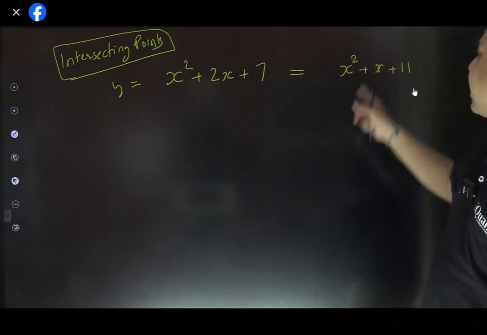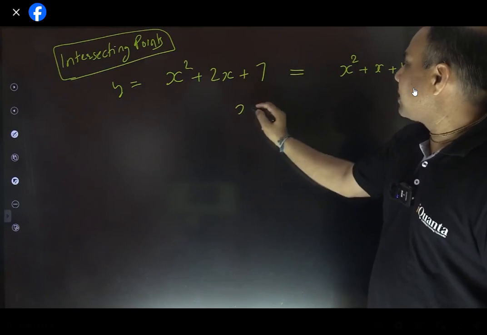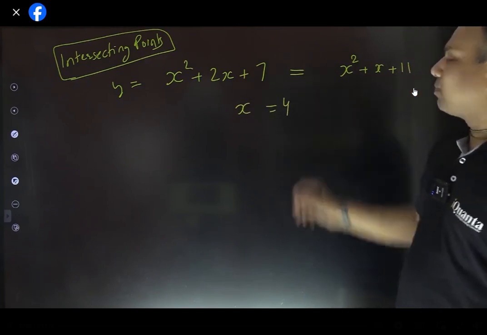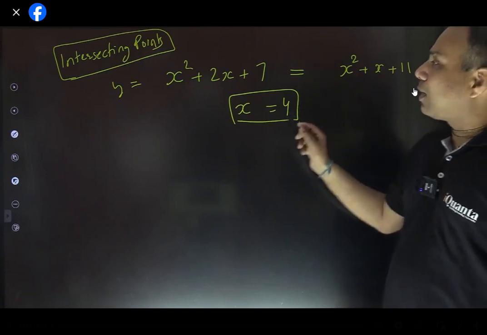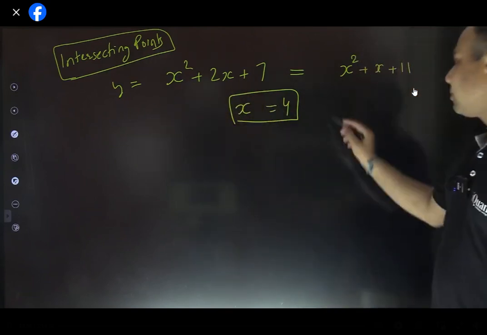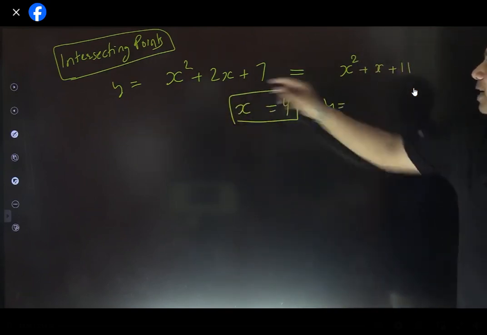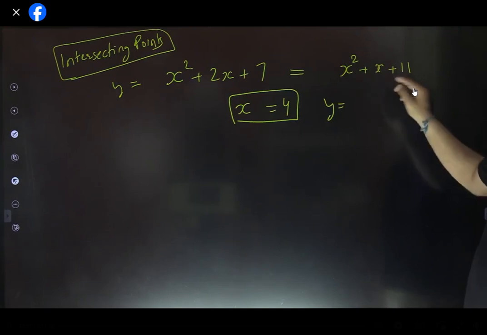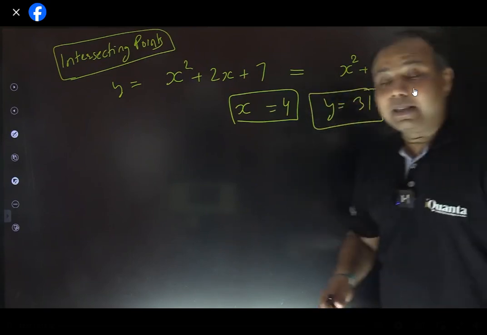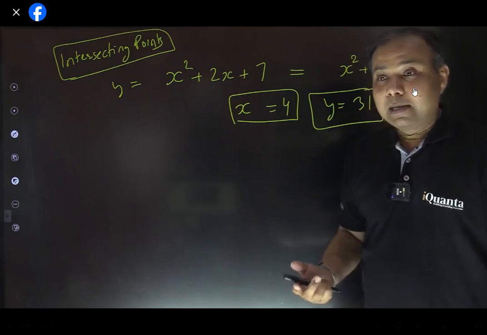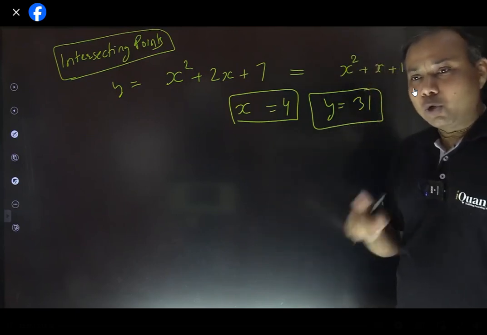If I equate them, what am I going to get? x square will be cancelled, so x equals 11 minus 7, that is 4. Yes, many of you are writing that. So now this is the intersection point. At x equal to 4, what is the value of y? Is it coming out to be 0? Let's check. Put x in any of these two: 4 square is 16, plus 8 is 24, plus 7, 31. So x is 4 and y is 31, that is their intersection point. But is this a root? No. You know what a root is?